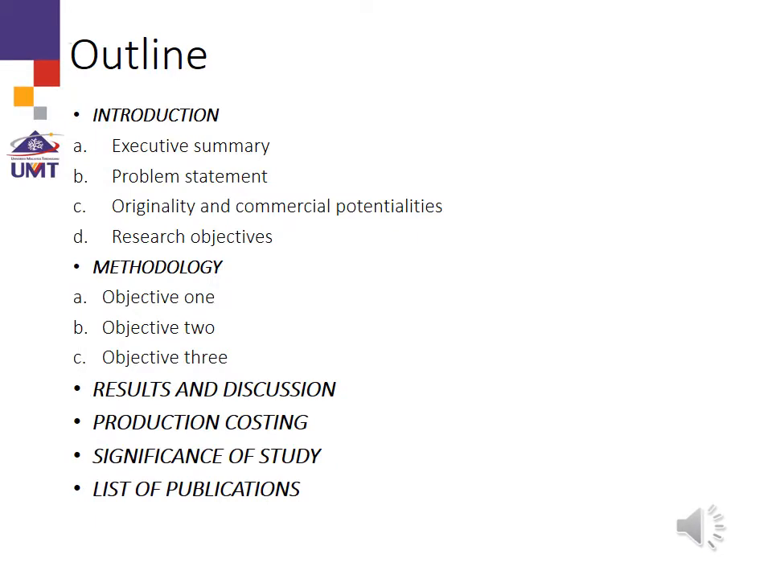Before proceeding to our presentation, let me give you a brief outline of what we are going to present to you today. First, we'll have a look at the problems faced by us recently. Second is the originality and the commercial potentialities of our research. Third is our research objectives, which consist of three objectives: prototype construction, database management, and also driving cycle construction and analysis. In this presentation, we will also have a look at production costing, significance of study, and a list of publications we have done on this research.